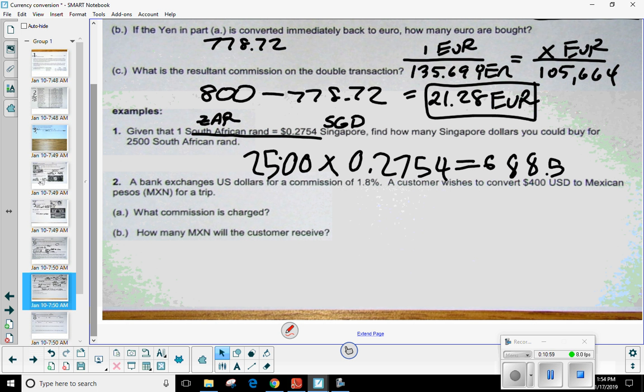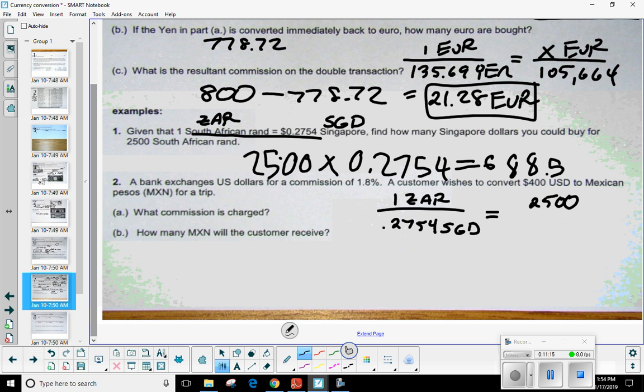Good. So here's what I had written: 1 South African rand over, we have this exchange rate here, the 0.2754 Singapore dollars, is equal to, now we have 2,500 South African rand that we want to go ahead and figure out what that is in Singapore dollars. And there we go. You'll notice as soon as you cross multiply, you do get the product of those two. Okay, good. Very good.